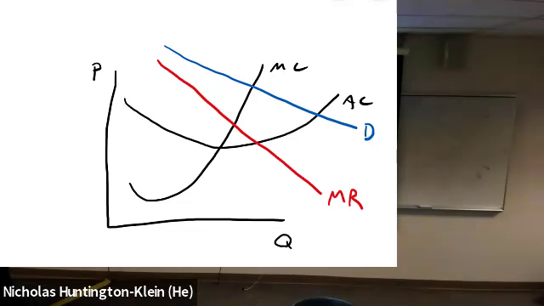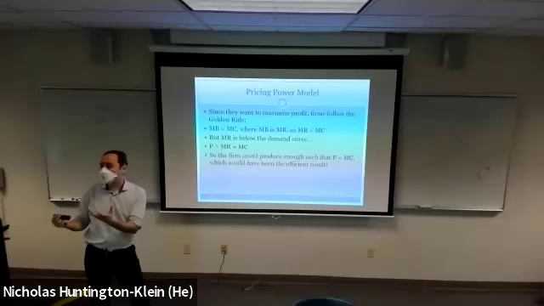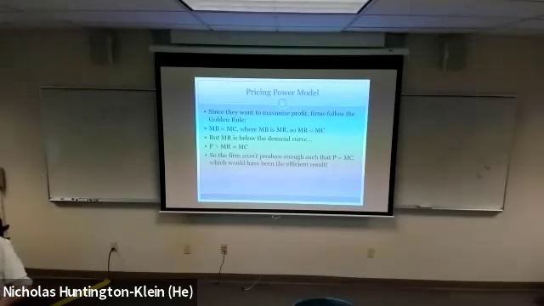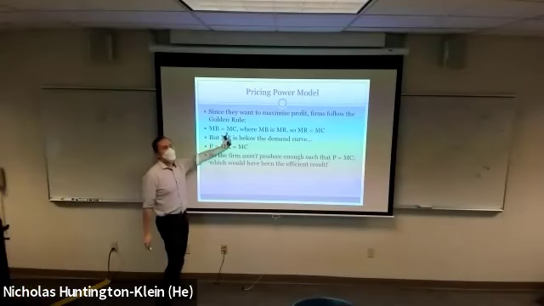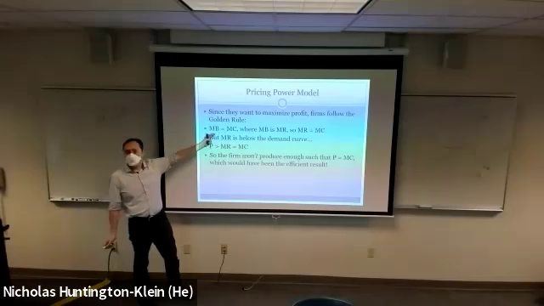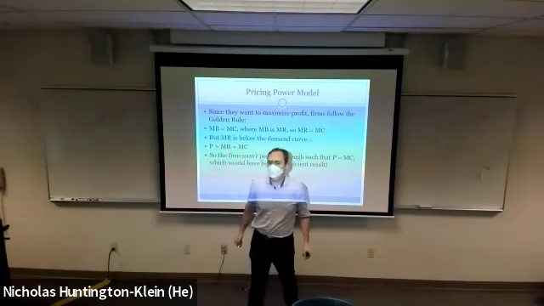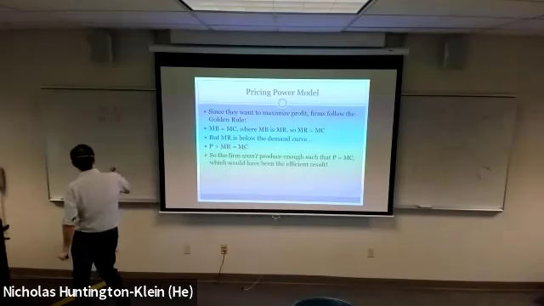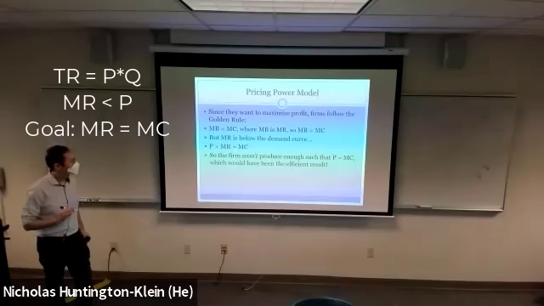Okay, so we've got our graph, we've got our curves. What can we do with these curves? So we want to do the exact same thing that we did with the competitive market firm, which is maximize profit. So we can do this by following the golden rule. We want marginal benefit to equal marginal cost. So if we're trying to maximize profit, we want marginal revenue to equal marginal cost. Okay, that's our goal. We want marginal revenue equal marginal cost.